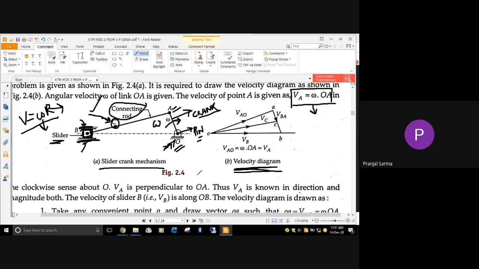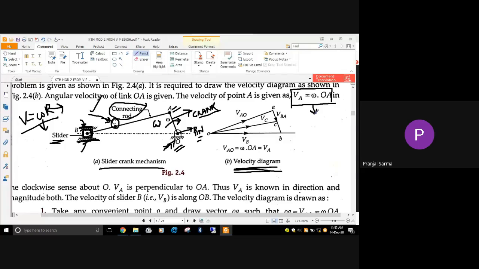Right now we are not considering any numerical value in this problem, but while solving some problems you might be given those values. Suppose the crank length is this, the connecting rod length is this, or it makes an angle this much, or it is rotating with an angular velocity of this much radian per second. From this data you will get a numerical value of VA, and you can consider a suitable scale for that value of V and start drawing.